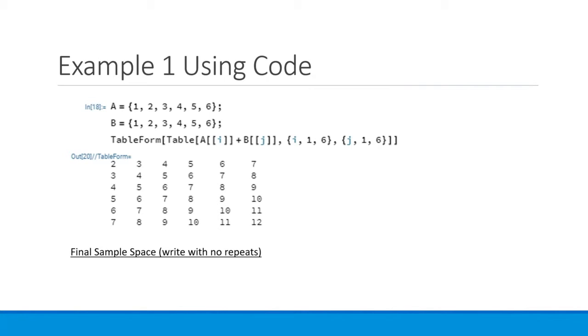You can see the lowest number is 2, the highest number is 12. When you're writing sample space, you don't write repeats. So you would just look at your table and write all of the numbers that show up, which would be the same as what we saw before: 2, 3, 4, 5, 6, 7, 8, 9, 10, 11, and 12. You don't have to use code to do this. I just wanted to show an example of how you could if you're inclined and don't want to write them by hand. Just an option there.